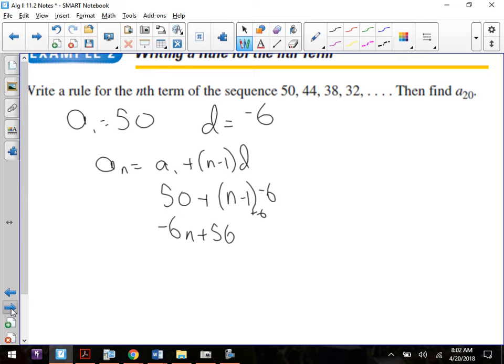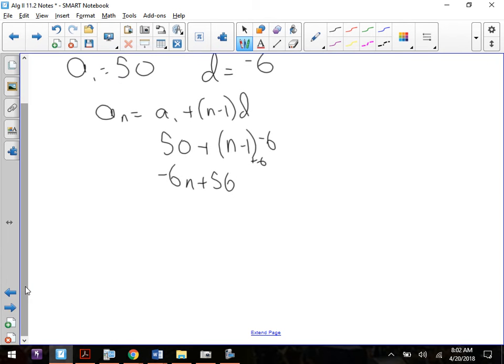What do you mean? Are you writing this 56 minus 6n, or negative 6n plus 56? That's fine. It's more common to put it in that slope-intercept form. It's just what normal people do.